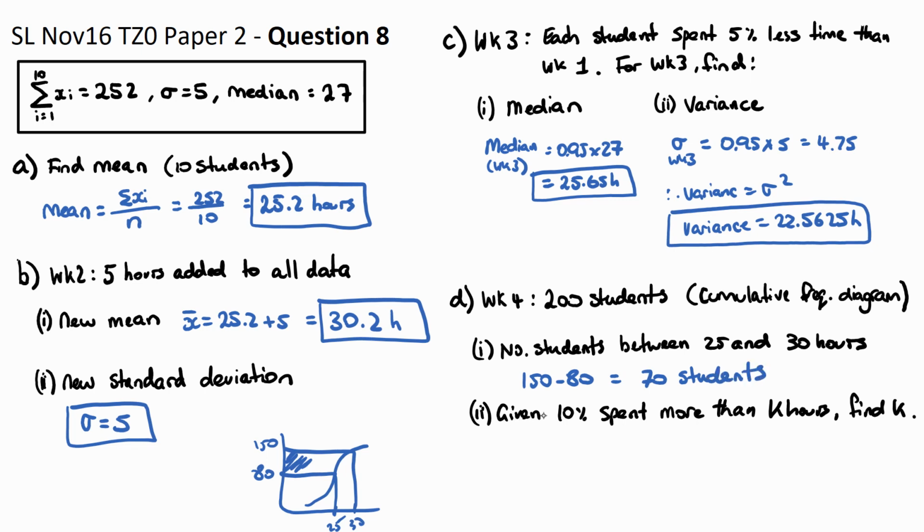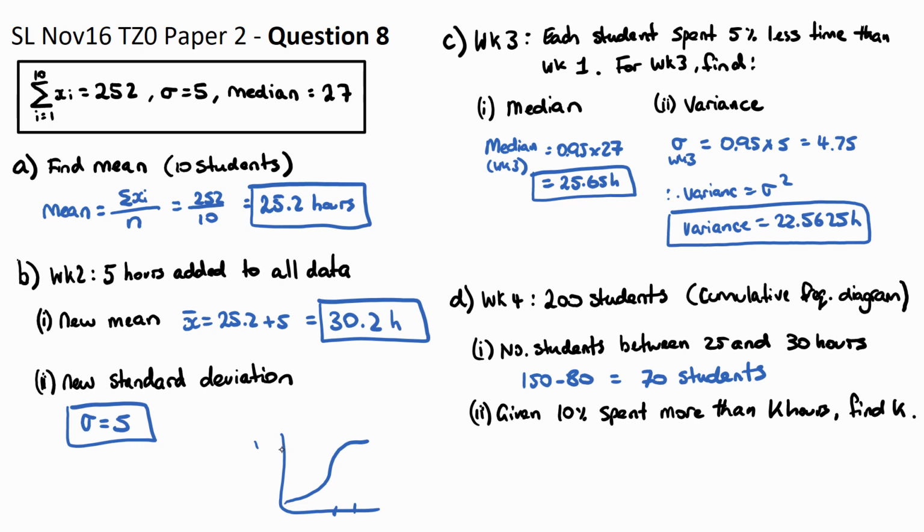And in part 2, the question says, given that 10% of the students spend more time than K hours browsing the internet, find the maximum value of K. So only 10% of students spend more than some certain time here. So I'm just going to draw this again. Now, the top 10%, there's 200 in the survey, so the top 10% of that will be 20.